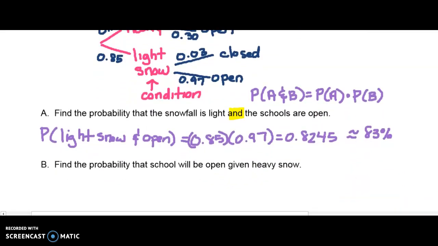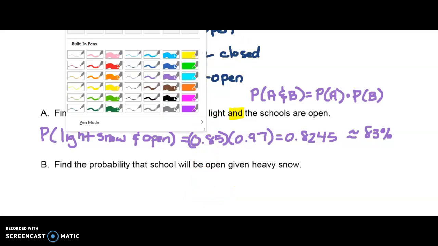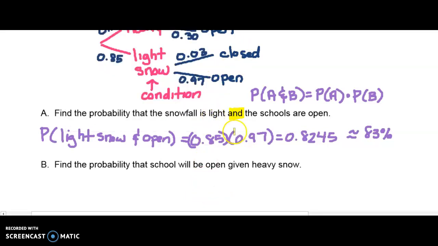Find the probability that this school will be open given heavy snow. So again, this is our conditional probability. We see that word given. So again, I'm just going to highlight that word. So that's our condition. So the condition of having heavy snow has already been met. So I'm going to write it out in the notation that we're kind of used to seeing from part 1 of the video. So probability of having school open given, there's that line, heavy snow.